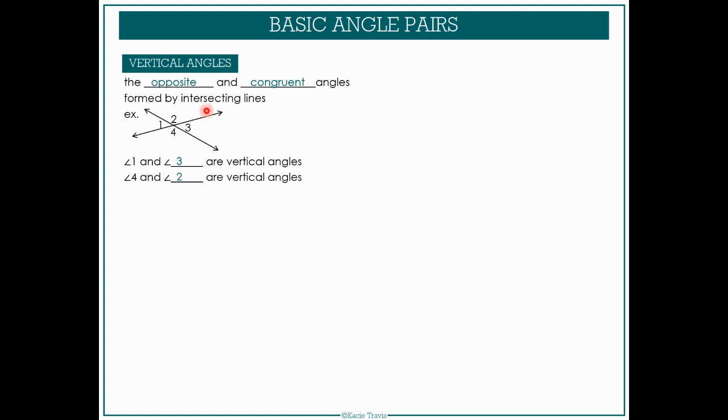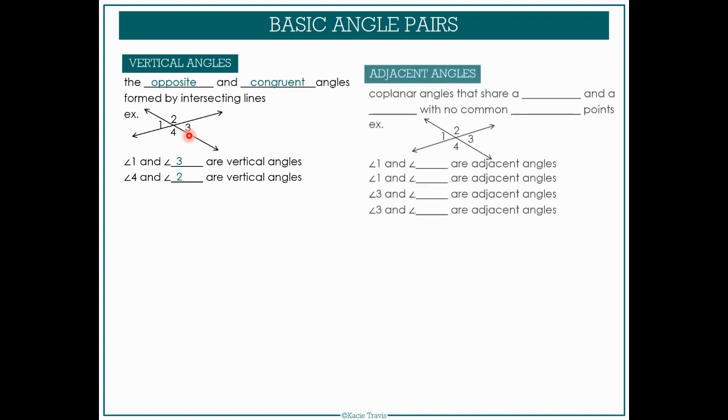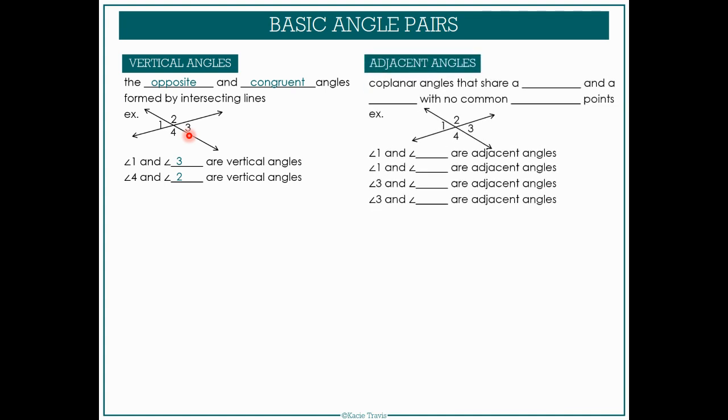Now, because these are talking about congruent for this configuration, that means not only are 1 and 3 vertical, they're also congruent. So they're the same in every way. Same thing with 2 and 4. Same in every way. All right. Next one we got, we're talking about adjacent angles. Now, the word adjacent means next to.